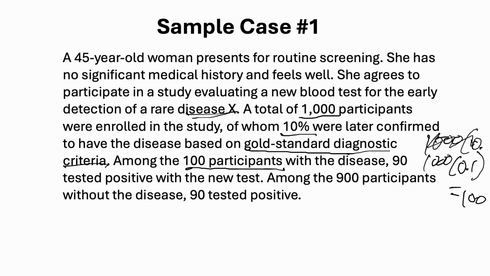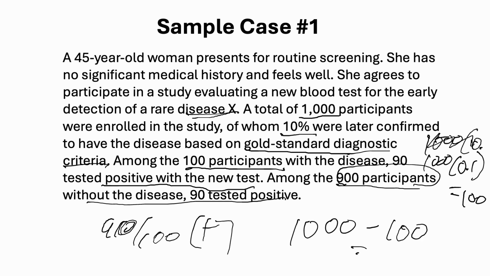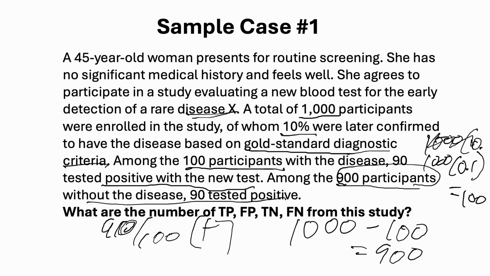So 100 participants have the disease, and 90 tested positive with the new test. So the new test got 90 out of 100 of the positive patients by the gold standard. And of the 900 participants without the disease, 90 tested positive. And 900 participants don't have the disease because it's 1,000 total participants minus 100 with the disease. So that's 900. So let's see what the examiners want from us.